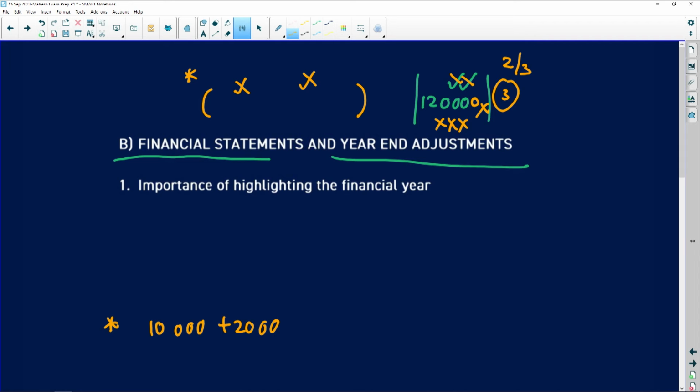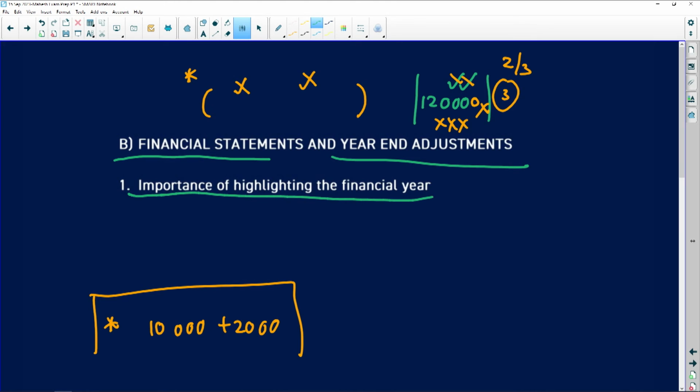What happens if you don't have enough space at the bottom of the page? Then go to the next page or go to the back of your answer booklet and show your calculations there. But often in your exam, there is always space provided where they tell you this is to show your working out or your calculation. Okay, right, let's now move on to the importance of highlighting the financial year.